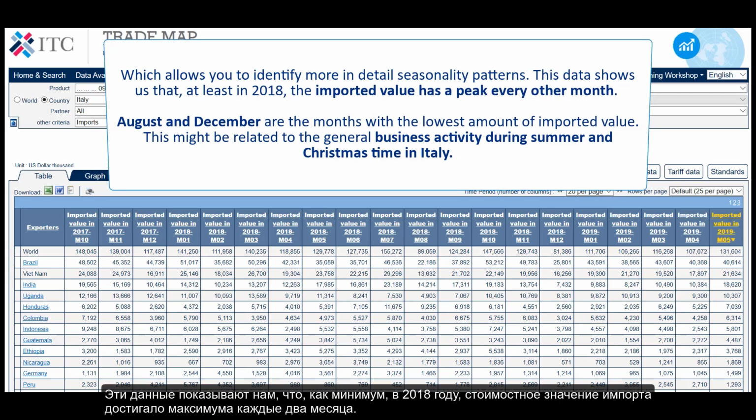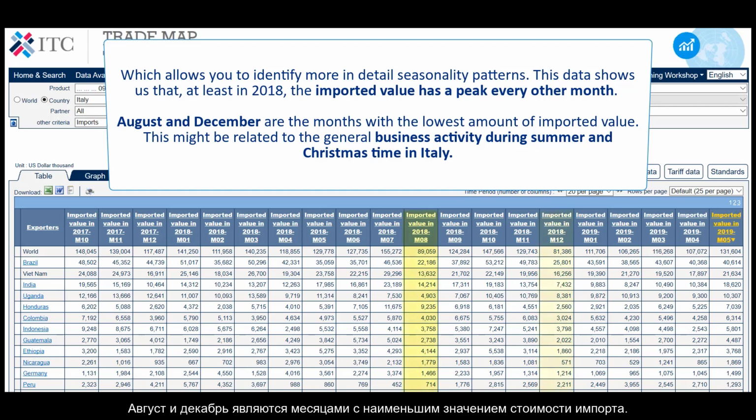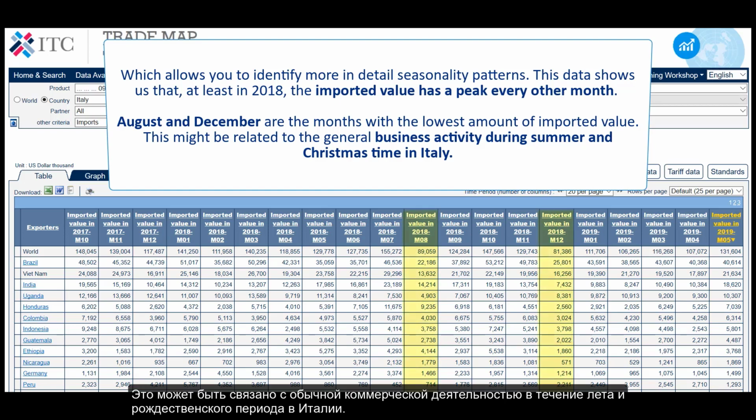which allows you to identify more in detail seasonality patterns. This data shows us that, at least in 2018, the imported value has a peak every other month. August and December are the months with the lowest amount of imported value. This might be related to the general business activity during summer and Christmas time in Italy.